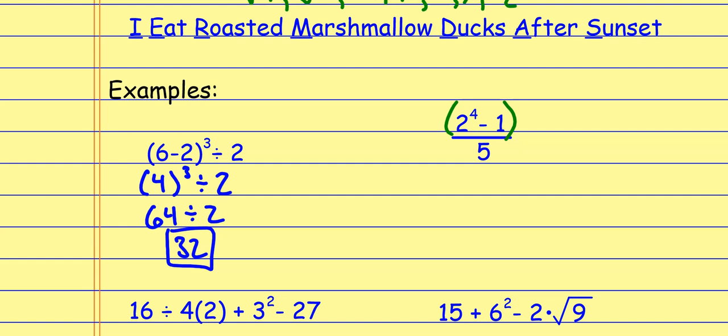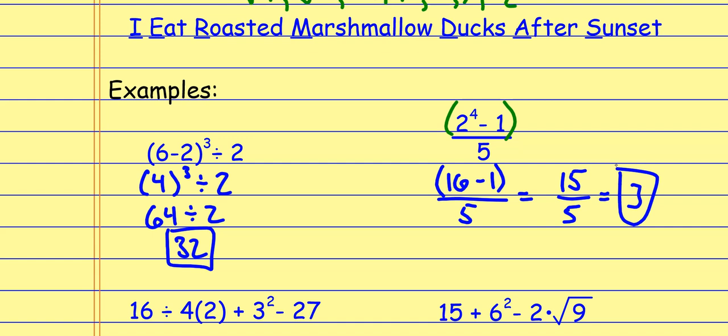So now following order of operations, I start with the parentheses. Inside the parentheses, I do the exponent first. That's a 16. I still have things to do inside those parentheses, so I do what's in those parentheses next, which is the subtraction. That's a 15. And now I can do the division, which is a 3. Okay? So again, watch out for the tiebreakers. Watch out for invisible parentheses. They will get you. Okay?